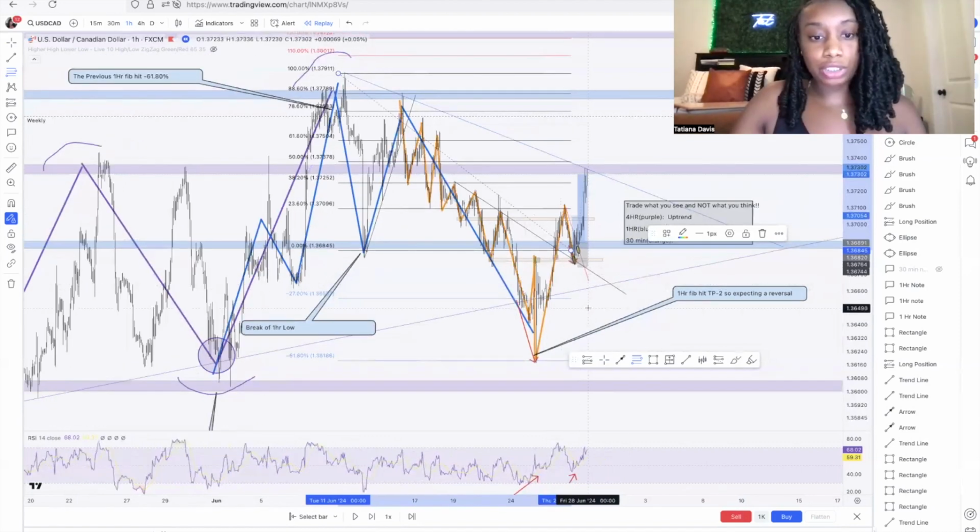The second story that we told was on this 1 hour trend. As you can see, as we talked about, we had price push down, pull back, and push all the way down here to this TP2 level, which is a negative 61.8%.